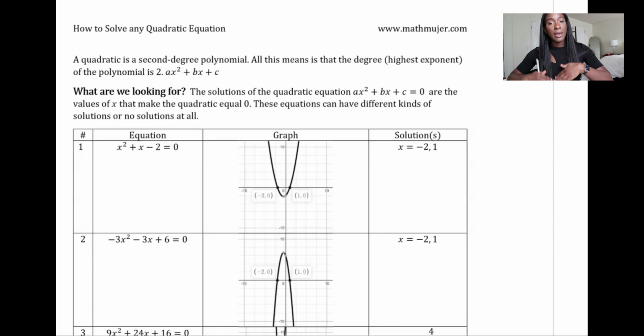But not to worry, I'm going to go through all of it. I'm going to show you exactly what to expect when solving a quadratic equation and how to find the solutions.